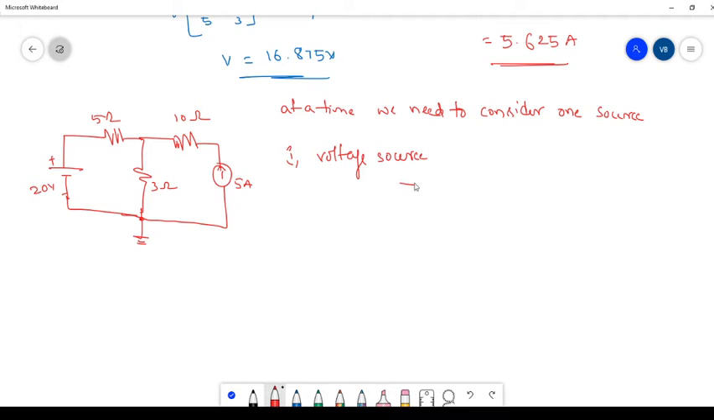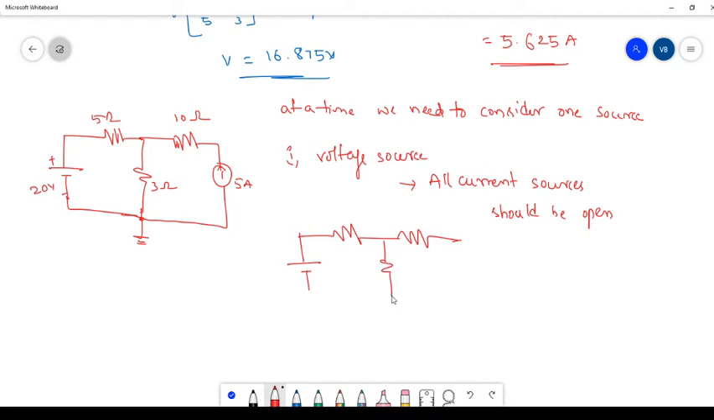While considering the voltage source, all current sources should be open. So that network will become a network having a voltage source and a resistor, and another resistor, and here we are having a resistor. Here the current source will be opened. Opened means like this.